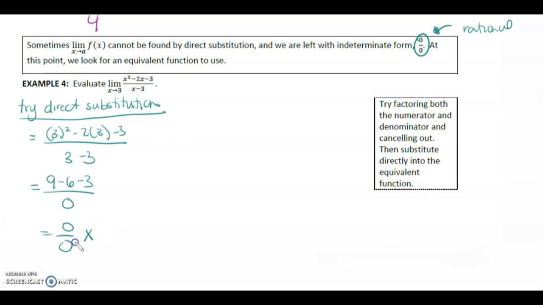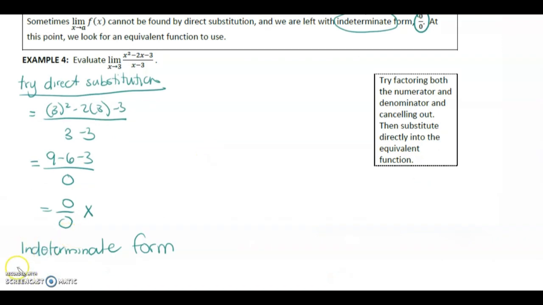This is not the limit. You cannot put this as your answer. This is indeterminate form. So what that means is that we cannot use direct substitution. We have to use another approach. So therefore we cannot use direct substitution.